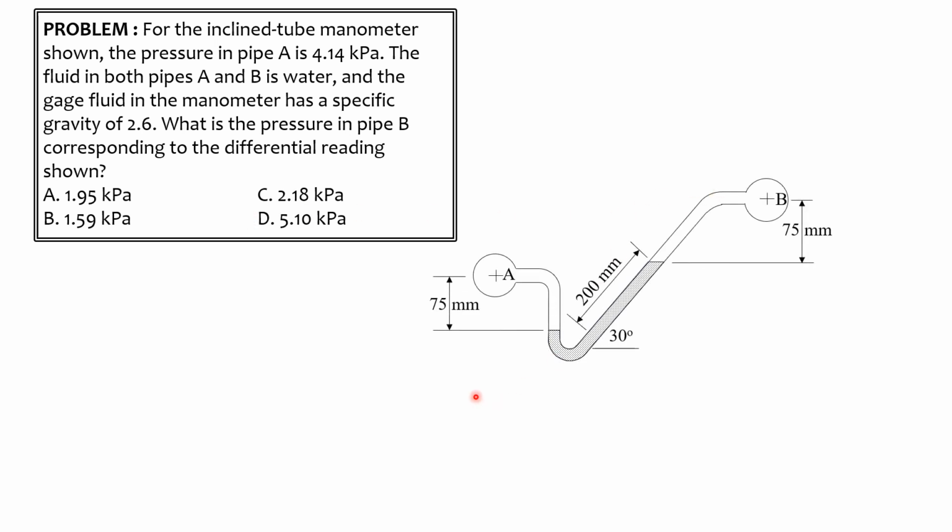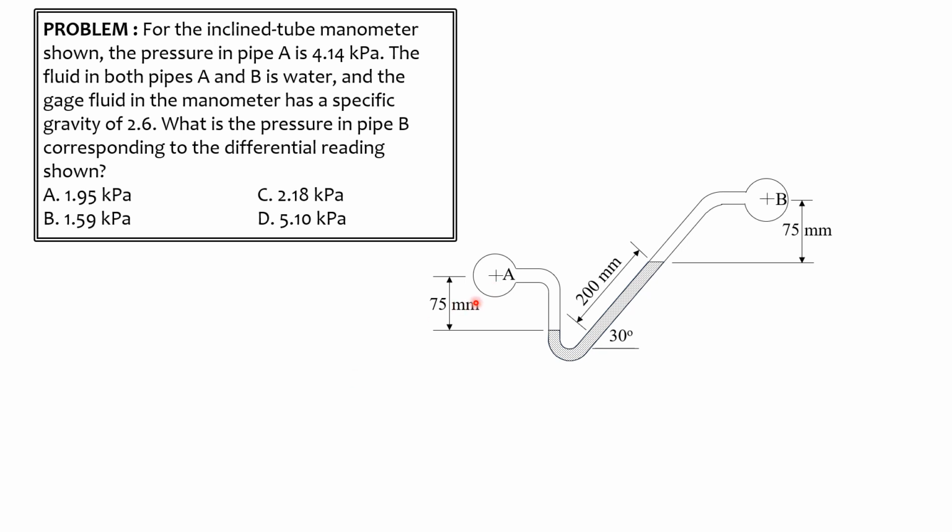In computing for the pressure in pipe B, we have to sum up pressure from one point to another, passing through this tube. And remember that going down, we have to increase the pressure by the formula specific weight of that fluid times the vertical distance moved. And going up is minus gamma times also height.